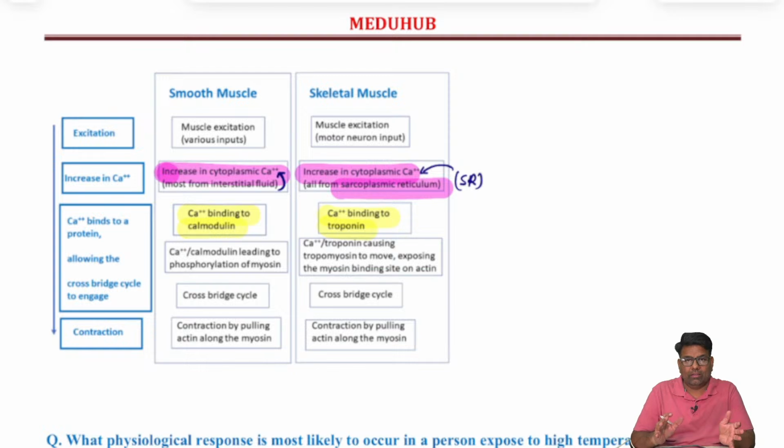So number one, the source of calcium, and number two, the place or the protein where the calcium binds in the case of skeletal muscle and smooth muscle, is totally different, right? So please remember at least these two important differences between skeletal muscle and smooth muscle in terms of muscle contraction.